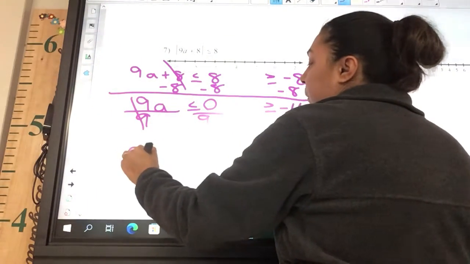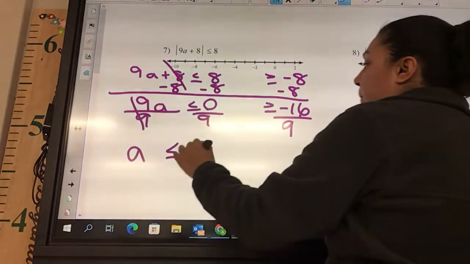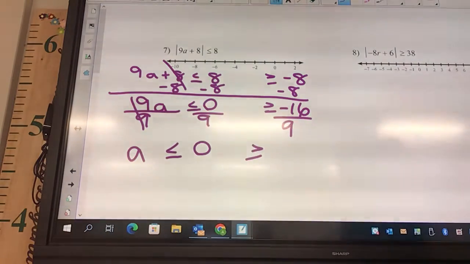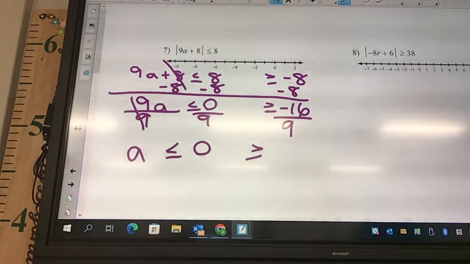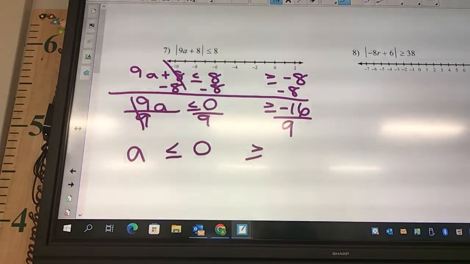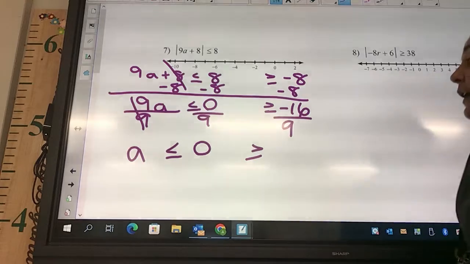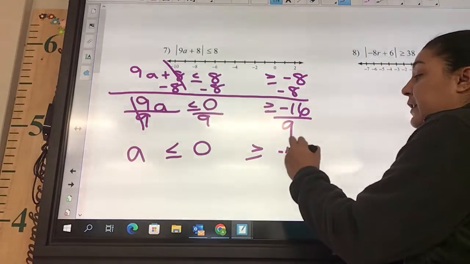Do we need to flip? Okay, what is negative 16 divided by 9? You're definitely going to need a calculator today. Negative 16 divided by 9. Is that what your calculator says? Yeah. Okay, so the calculator says negative 16 over 9.